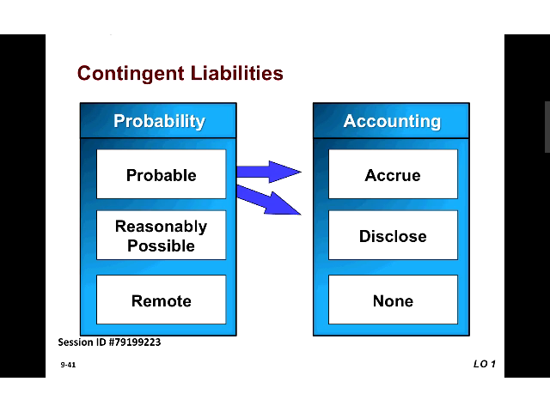Next one down, if the trigger event is reasonably possible to occur, we disclose. So we don't put it on the financial statements, but we still talk about it in the notes to the financial statements that this might happen.